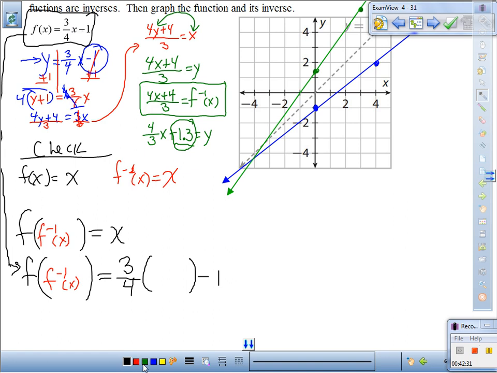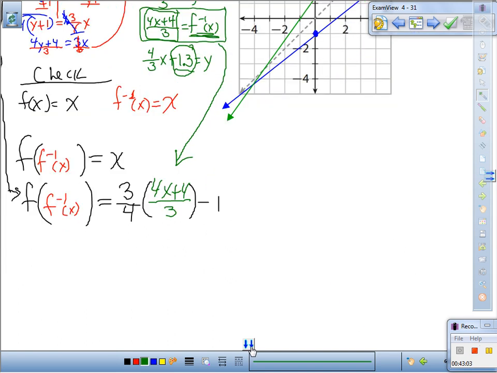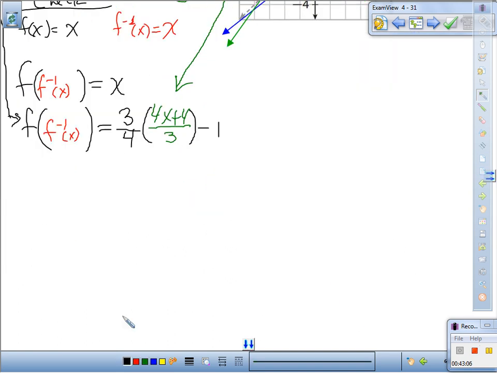What did we get in the inverse? What was the inverse? Let me see. The inverse is this right here. So I want you to draw an arrow because we need to substitute this in here. So we write 4x plus 4 over 3. All right? So let's simplify.